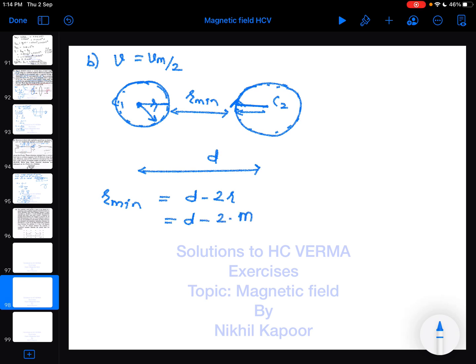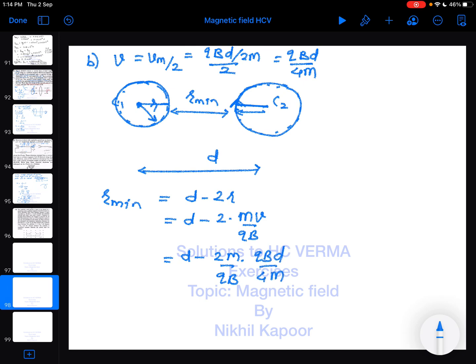What is r? mv upon qB, and they said v is vm by 2, and what is the value of vm? qBd upon 2m, by 2. So it is qBd by 4m. So I'll substitute the value of v: d minus 2m upon qB into qBd by 4m. So q cancels, B cancels, m cancels, 2 ones are 2, 2 twos are 4. So d minus d by 2. So that comes out to be d by 2, the minimum separation.